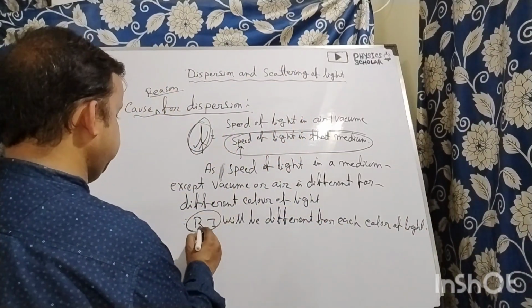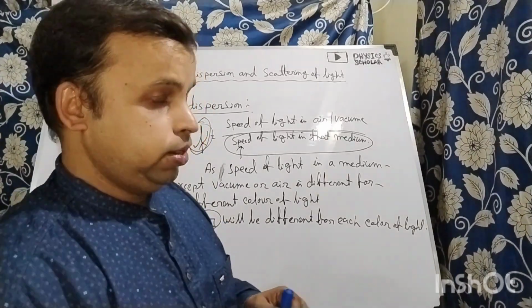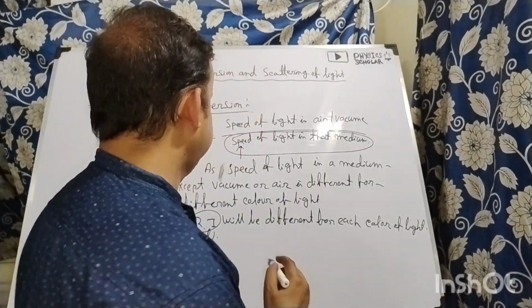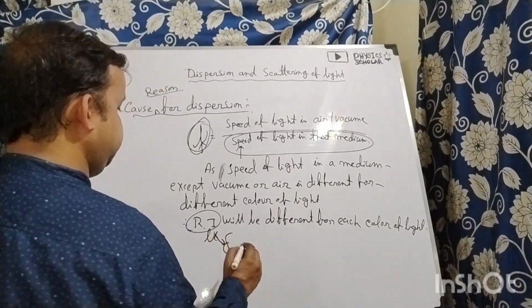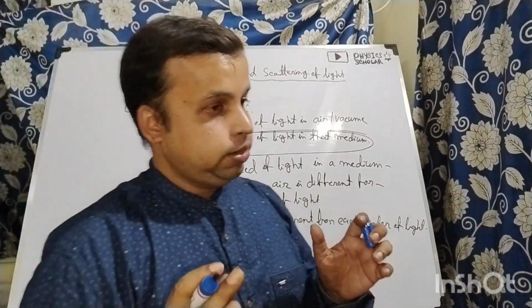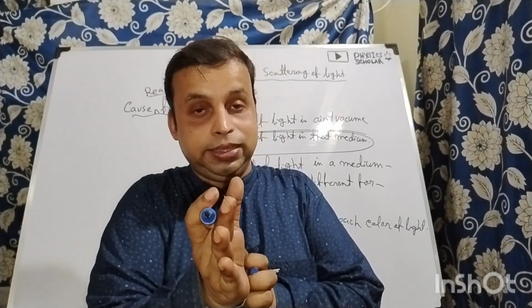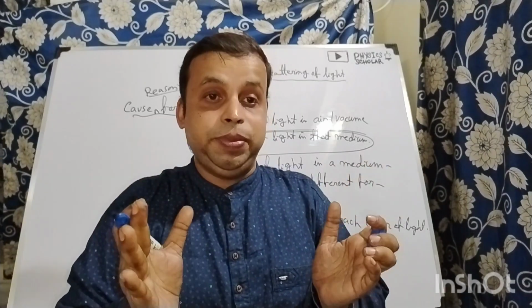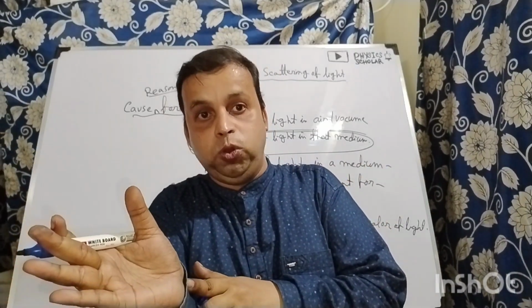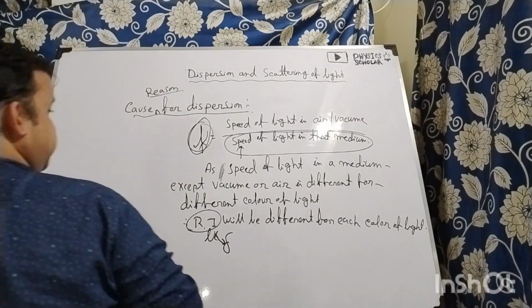So refractive index mu will be different for each color of light. Now the angle of deviation delta actually depends on the refractive index. So if the refractive index is small, then the light will deviate at a lesser angle, and if the refractive index is big, then light will be deviated at a more angle, then the angle of deviation will be more.